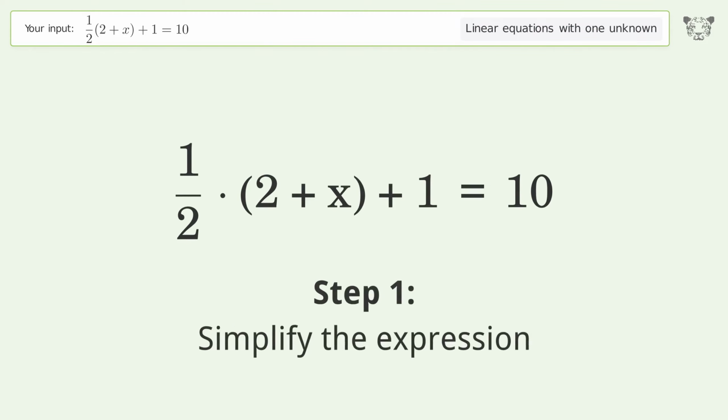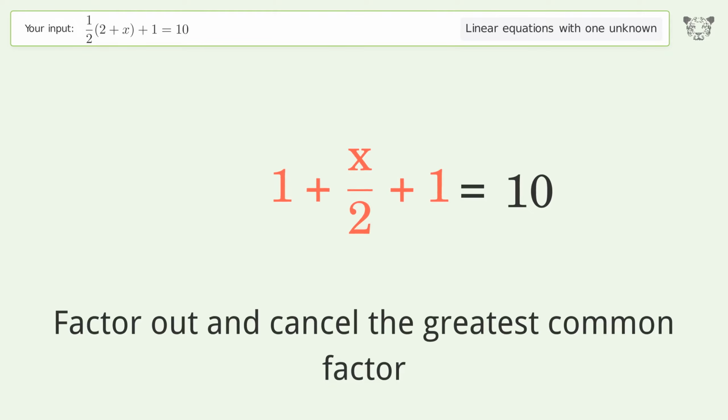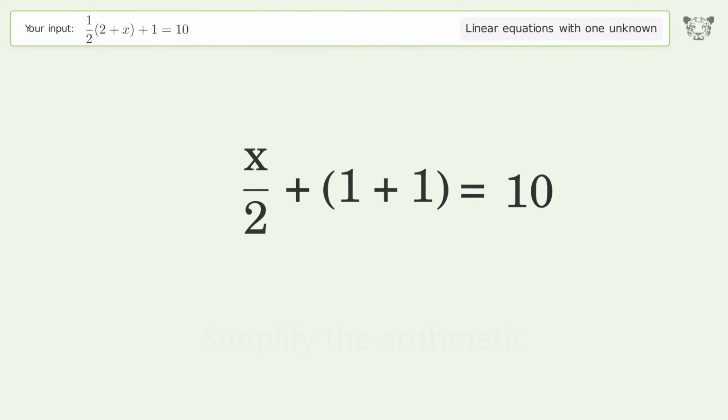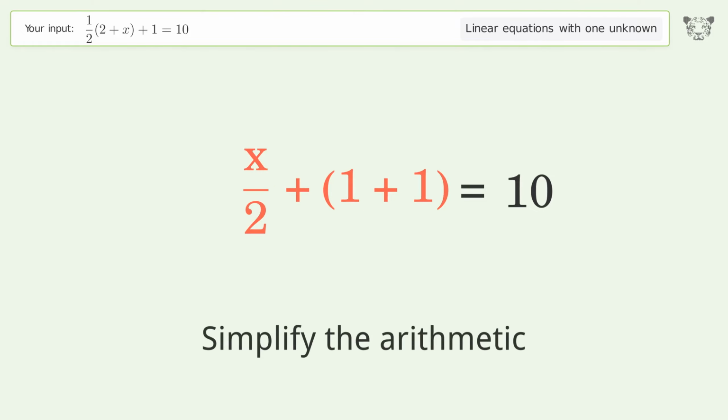Break up the fraction. Find the greatest common factor of the numerator and denominator. Factor out and cancel the greatest common factor. Group like terms. Simplify the arithmetic.